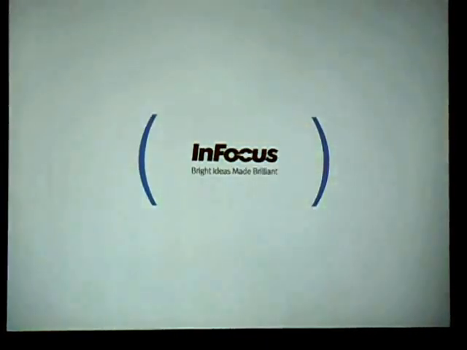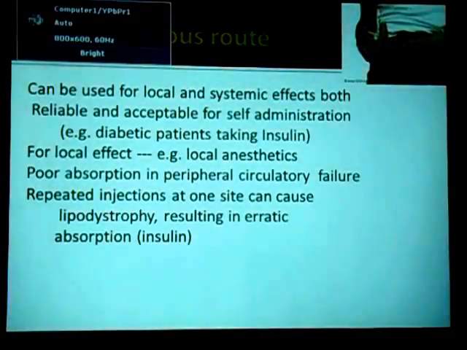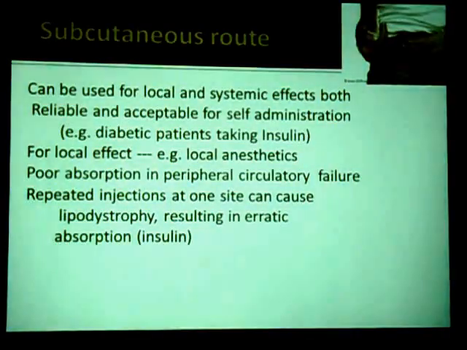What may be the demerits here? Very small amount of the drug is given. Okay. What can occur at the site? If, for example, it is insulin, what can happen? At the site of this continuous administration, after years together, it can be lipodystrophy. Okay.